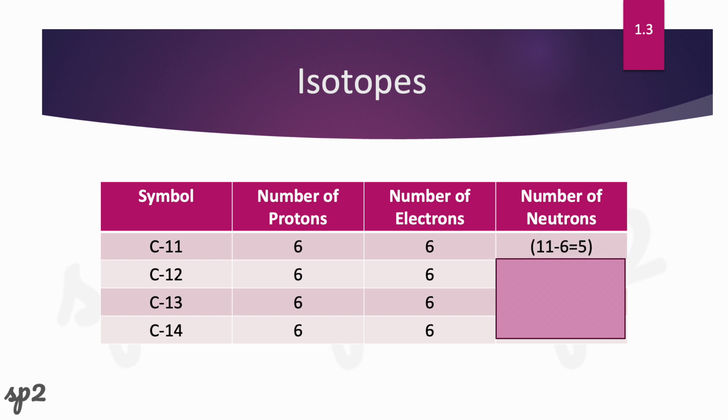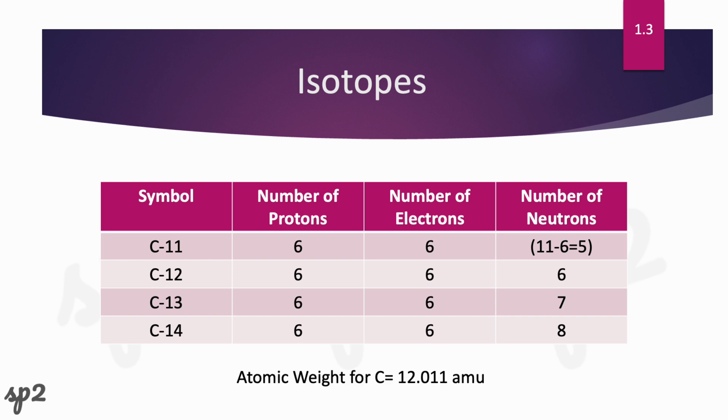Now, depending on the mass number, for carbon 11, the mass number is 11. That means I have 11 minus 6, which is going to be 5 neutrons, right? You can do the same sort of calculation for the rest of them. So these isotopes are going to have the same number of protons because they are the same element, but because we have a different number of neutrons, their mass numbers must be different.